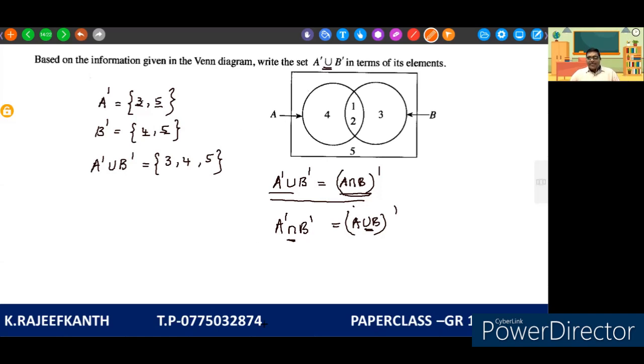Right? If you can't find the answer directly, then you have to get the elements of each set. That means first you have to get A dash, then you have to get B dash, then you have to take all the elements for A dash and B dash, then you can get the answer 3, 4 and 5.